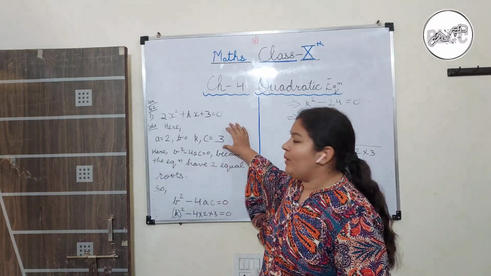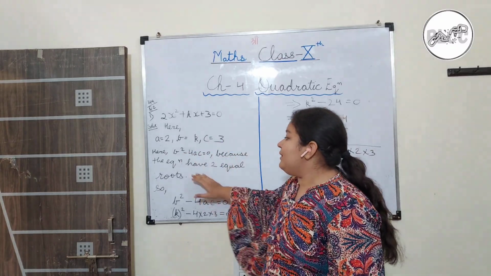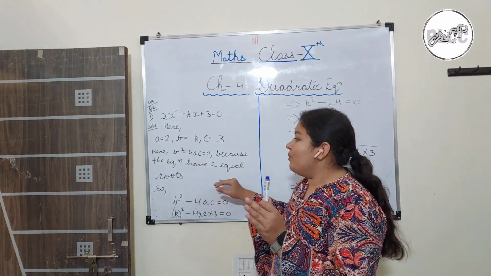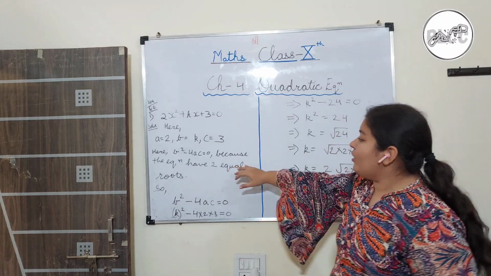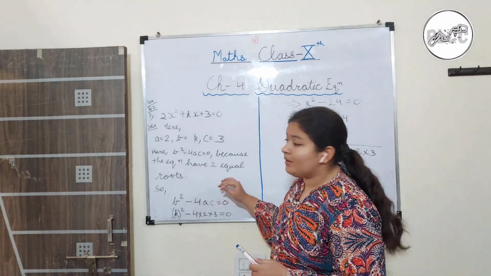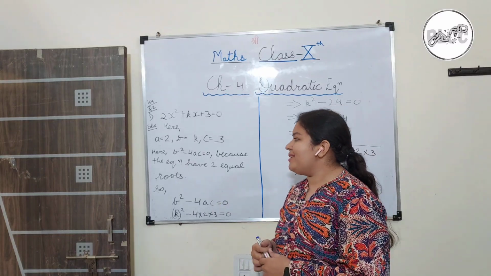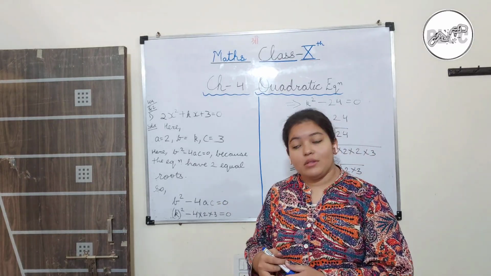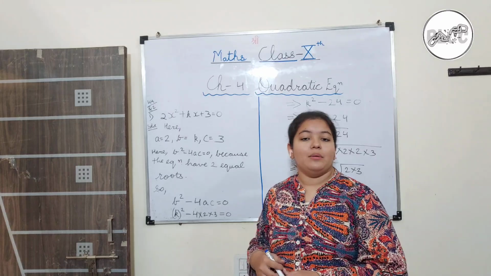So we'll write the values of a, b and c from the equation. Then this statement has to be written. It's the most important part of the question. If you do not write it and do the whole question correctly, then also your marks will be deducted if you have not written this statement. What does the statement say? The statement says that b square minus 4ac is equal to 0 because the equation has two equal roots.